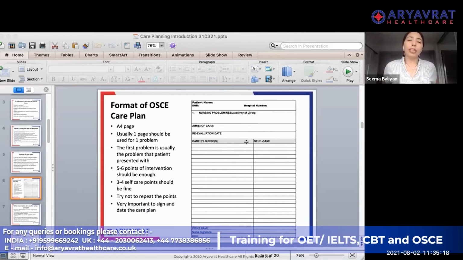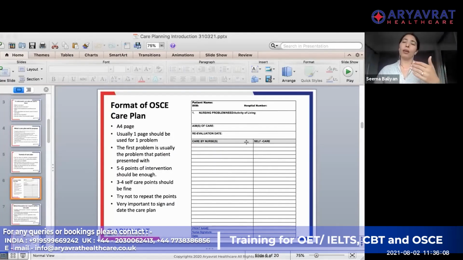Now, the first thing that you see after the patient's name, date of birth, and hospital number is the nursing problem. What is the nursing problem? When you are trying to find out what the nursing problem is, always think: okay, what is the problem? Usually the presenting problem, the problem the patient came to the hospital with, should be your first problem, because that obviously is the main problem of the person. For example, if someone comes with breathlessness or shortness of breath, and later on is diagnosed with asthma, then that should become your first problem.